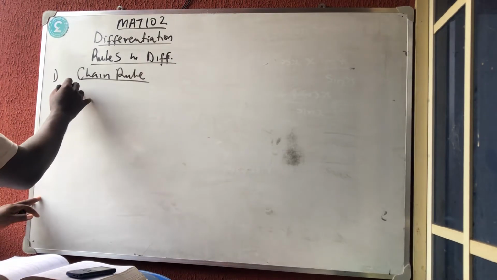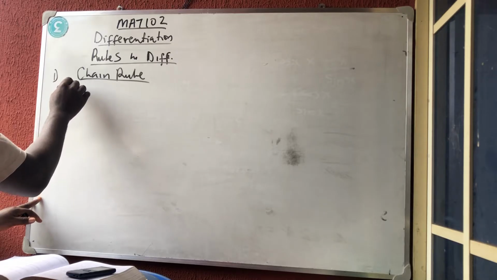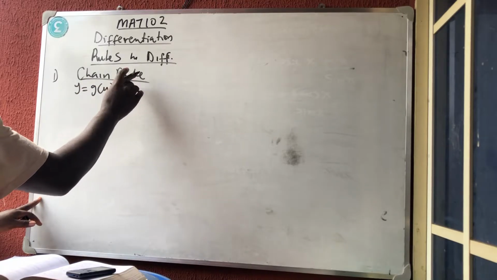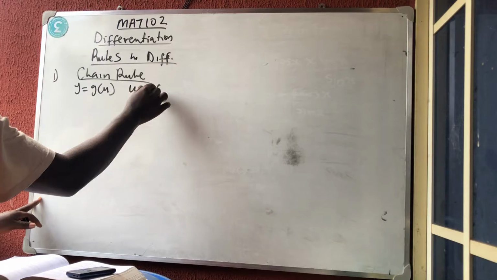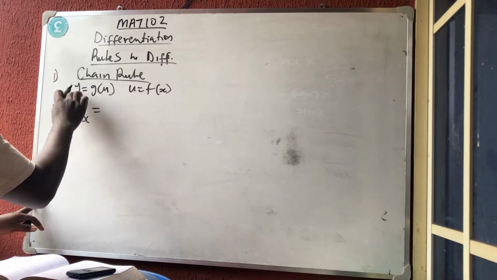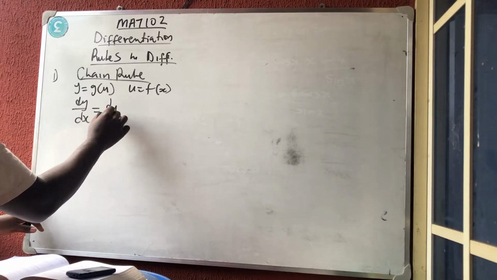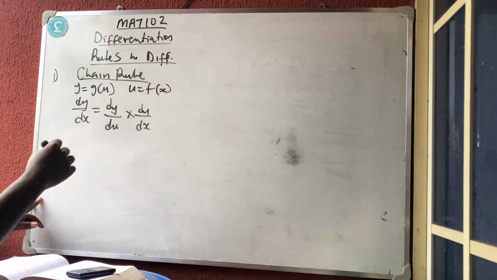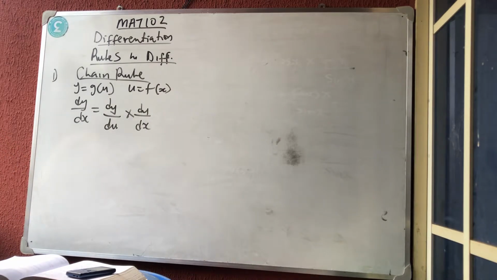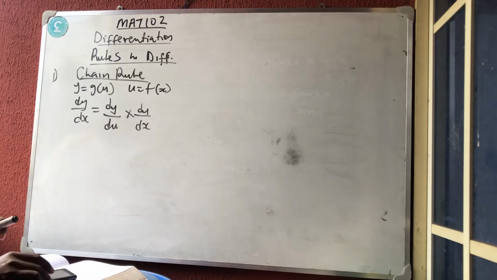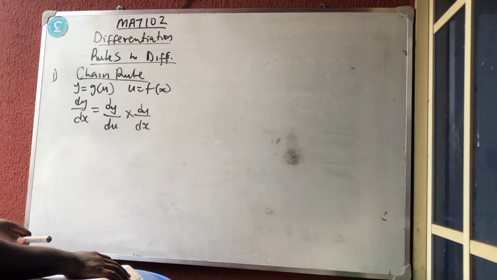Don't forget that the formula for the chain rule is that if y is a function of u and u is a function of x, then to find dy/dx, all we need to do is to find dy/du times du/dx. I told you that the shortcut is to differentiate the bracket, then differentiate everything. So what we need to do is to know which one is in the bracket.